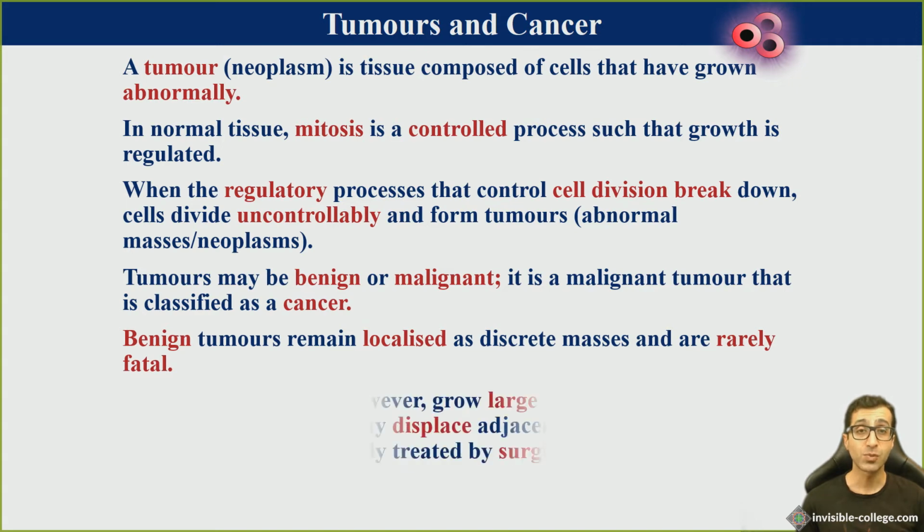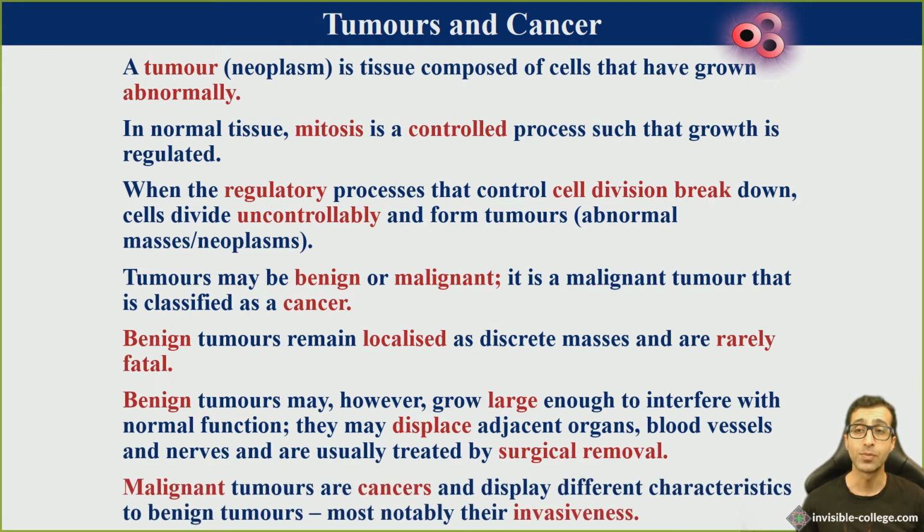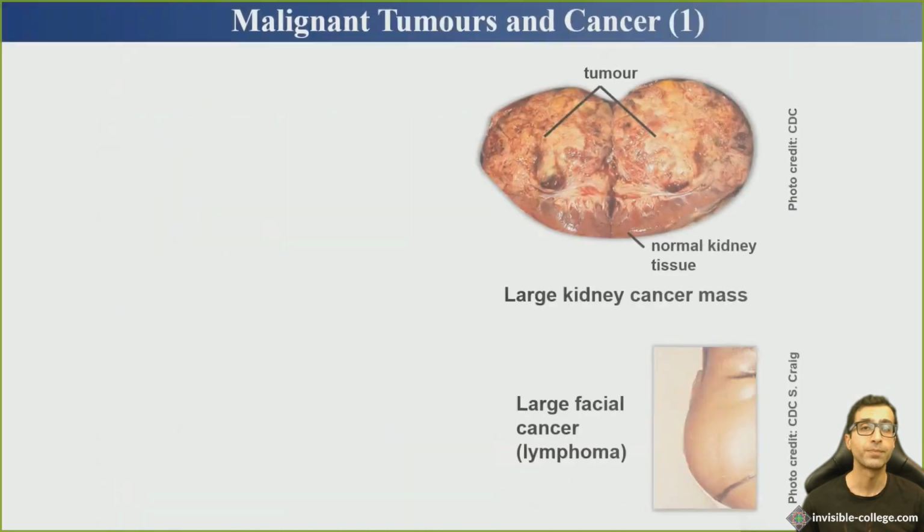Now, benign tumours, as we said before, they can grow and become larger, and in this sense, this is when benign tumours themselves can cause problems. Now, malignant tumours are cancers, or classified as cancers, and these display very different characteristics to benign tumours, most notably their ability to invade and spread to surrounding tissues.